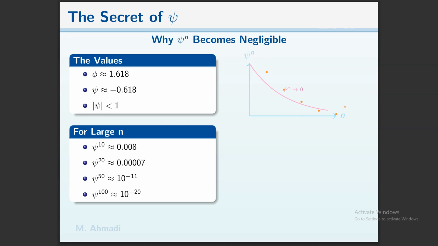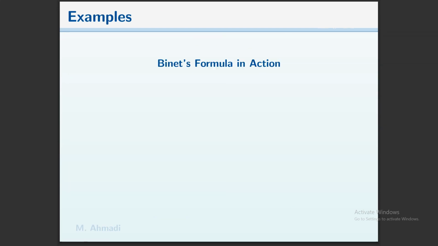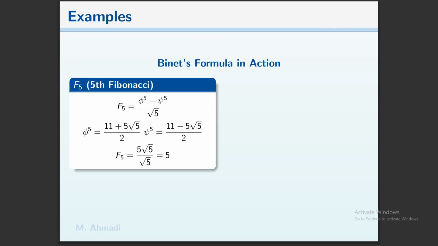Here is the curve of psi to the n. When n is large, psi to the n is close to zero. For large n, Fn approximately equals the nearest integer to phi to the n over square root of 5. So, the Binet formula in action: we can use it for the 5th Fibonacci term.